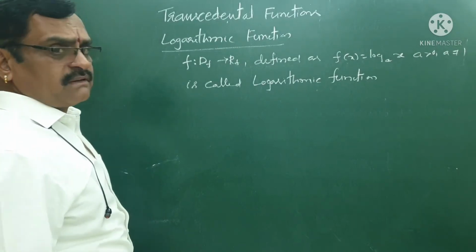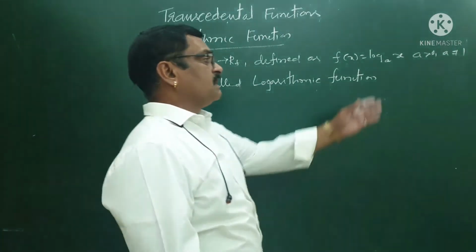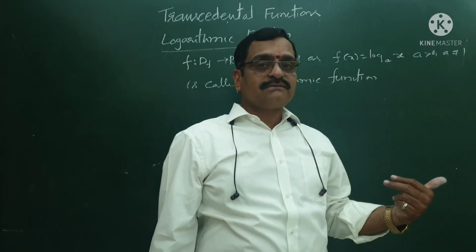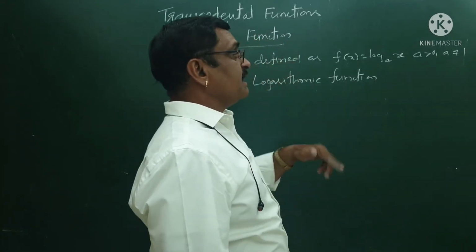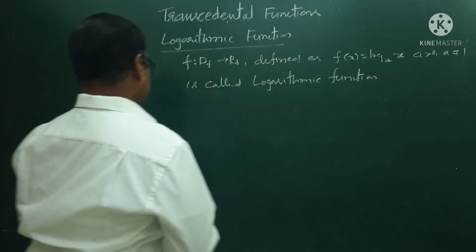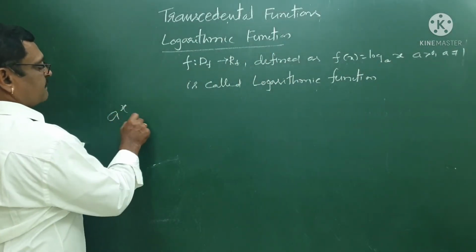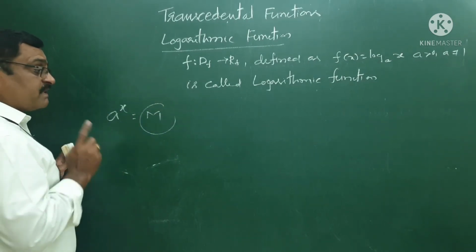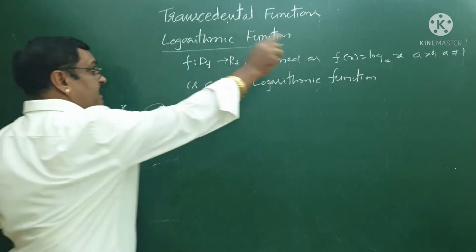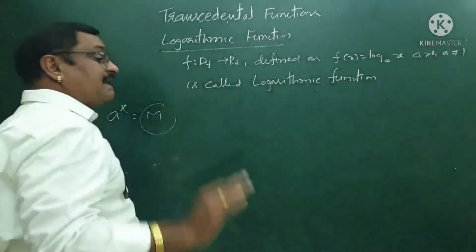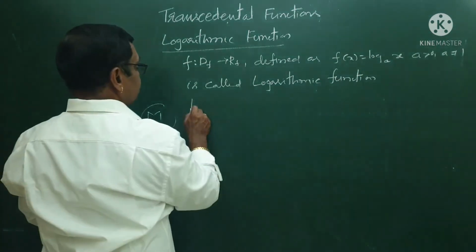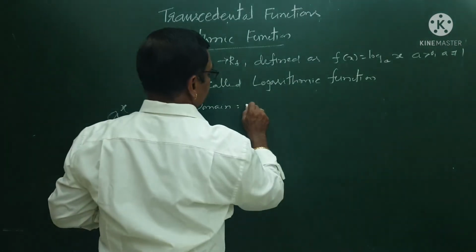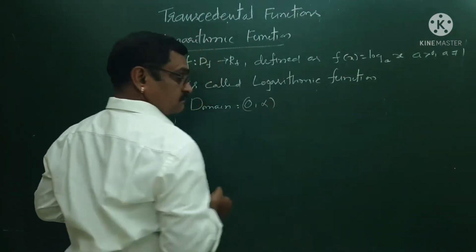First of all, what is the domain? I told you just now, the logarithmic function is just the inverse function of the exponential function. Now, what is the range of the exponential function? a^x = m. This m can never be a negative number. Therefore, here x can never be a negative number. Therefore, the domain of the function is just the positive real numbers, 0 to infinity.